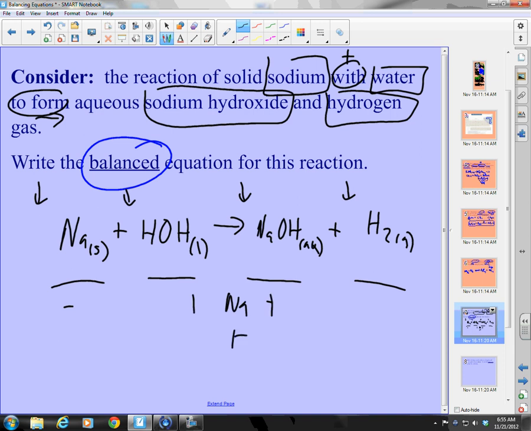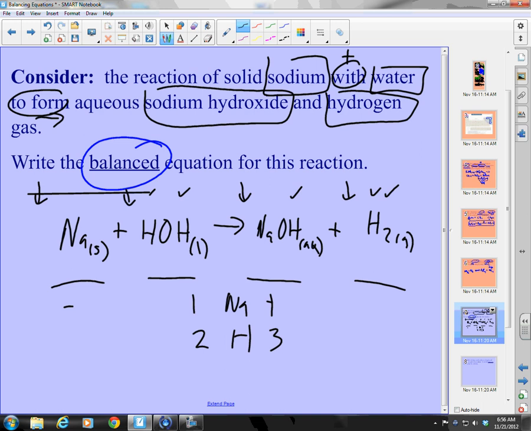Hydrogens. Okay, let's look at my hydrogens. I have 1, 2 on this side. So I have 2 hydrogens here. I have 1, 2, 3 on this side. So my hydrogens are not balanced. Okay, so what does that mean I have to do? Well, I have to do something.